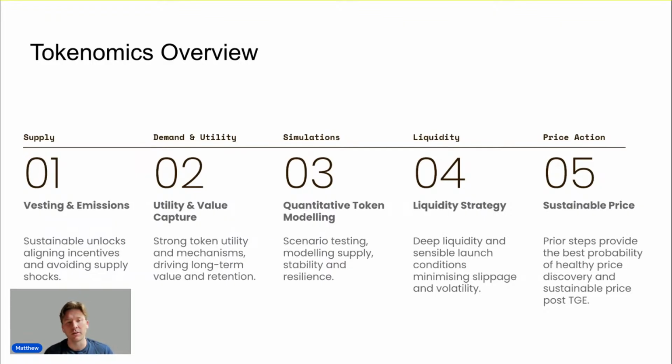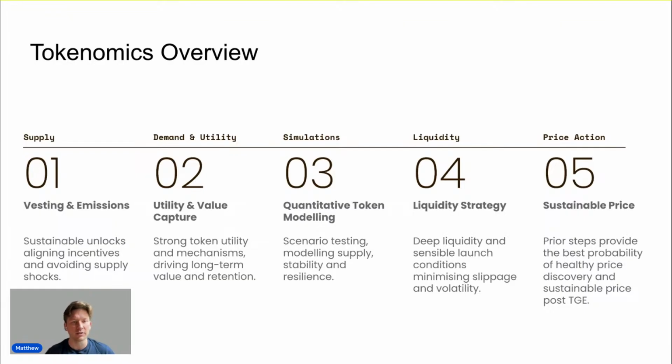Then, just like with any price equation, supply and demand, we want to look at the demand side of the equation. So demand and utility, where fundamentally the demand for our token will come from the utility that it offers, which is a function of the utility that our product itself offers, our protocol, our DApp, whatever it may be. And so we want strong token utility and mechanisms that drive long-term value and retention.